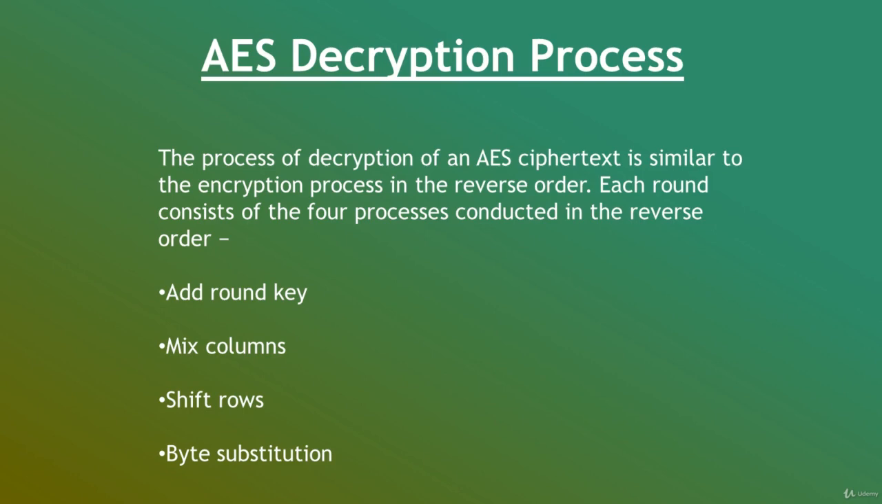The process of decryption of an AES ciphertext is similar to the encryption process in the reverse order. Each round consists of the 4 processes conducted in the reverse order.